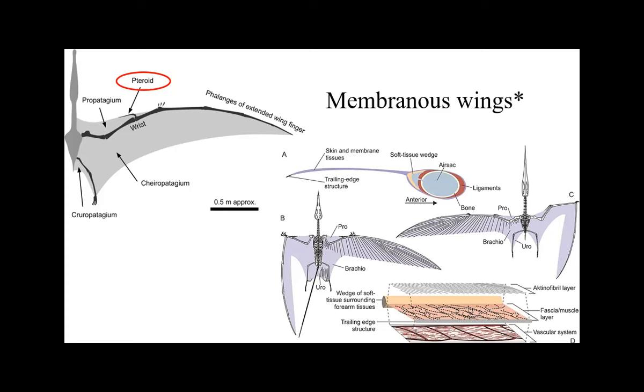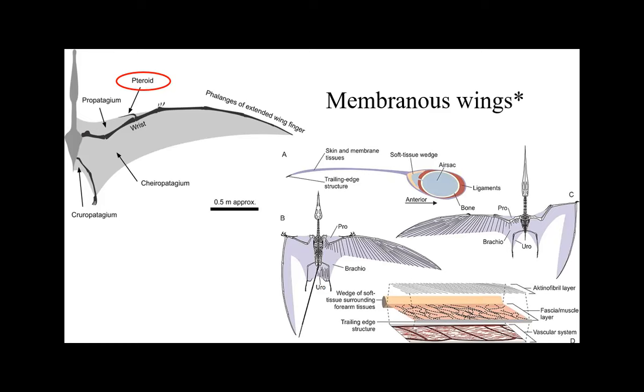Part of having a membranous wing, pterosaurs have this lead on their wing. Birds have the same thing, bats have a similar thing, all convergently evolved to start that airfoil as they're flying. Pterosaurs have this really incredible carpal bone, a wrist bone that sticks out like this called the pteroid. It is specific to them.